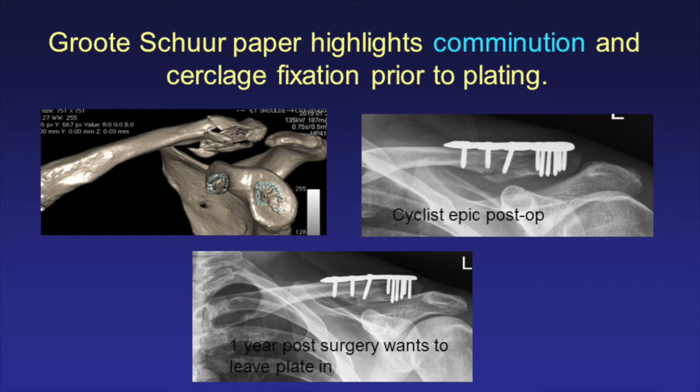So I think the Krudder paper highlights the fact that it's a comminuted fragment, and one doesn't appreciate how comminuted these fragments are, and a CT scan does show us how badly it can be.